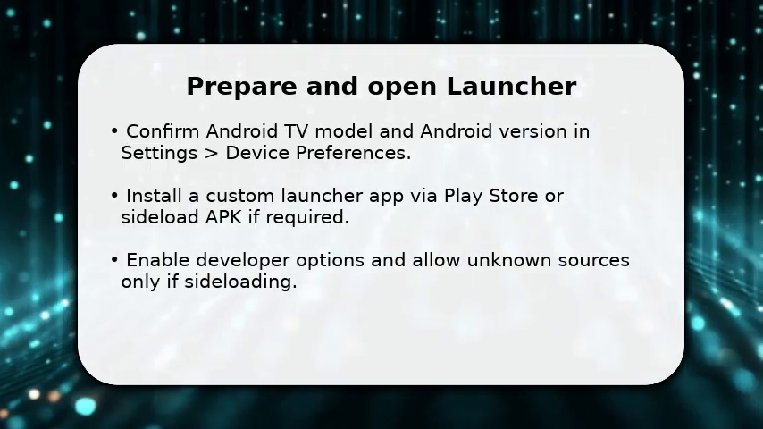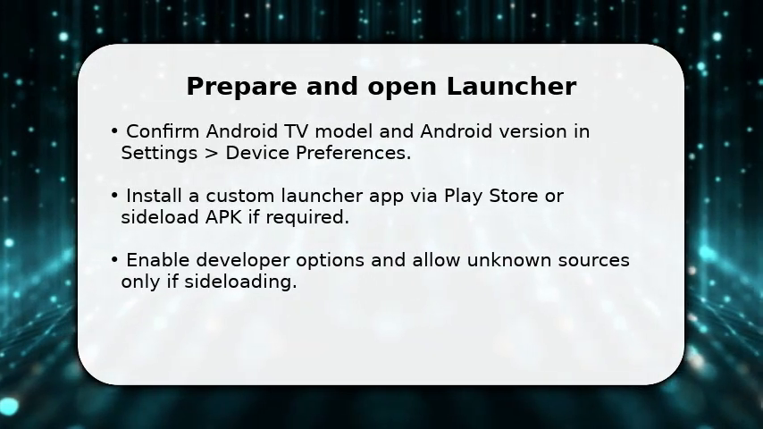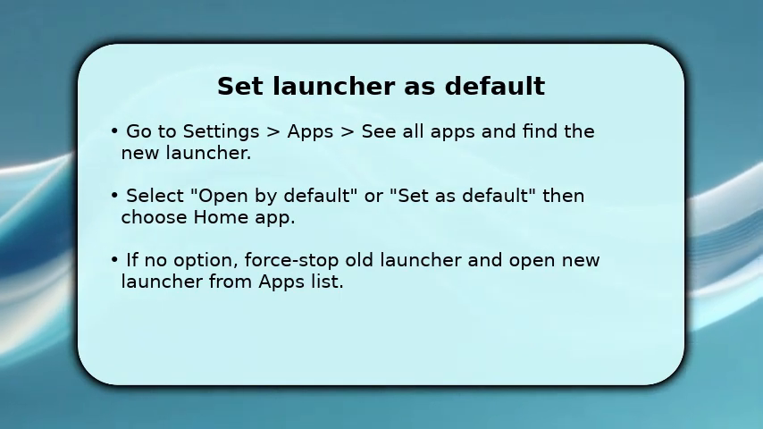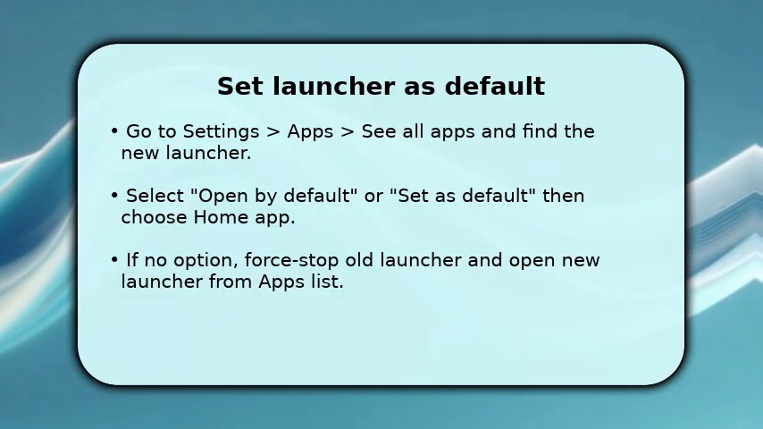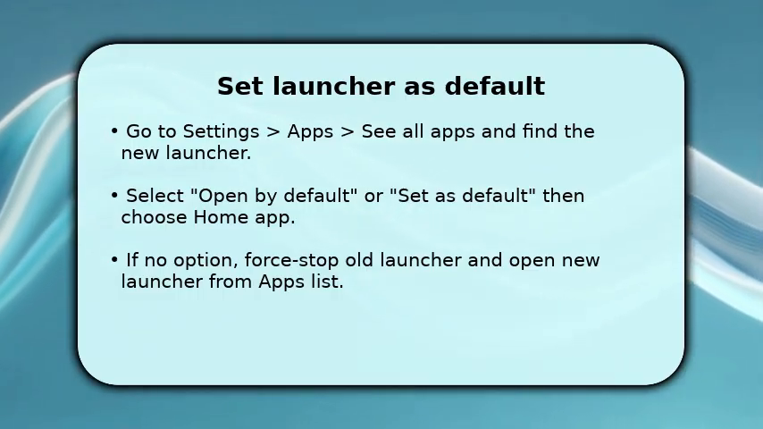Make sure the launcher app appears in your apps list. You'll select it next to make it the active home screen. You now assign the new launcher as the default home. Navigate Settings Apps and locate the launcher you installed. Tap Open by default and choose the launcher as the home app. The system will prompt replacement.